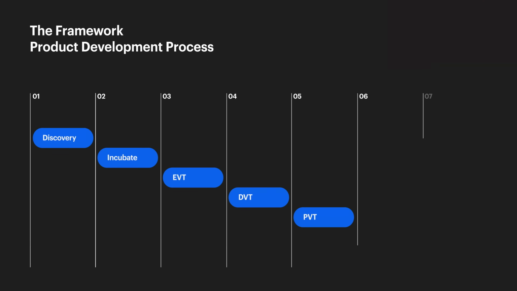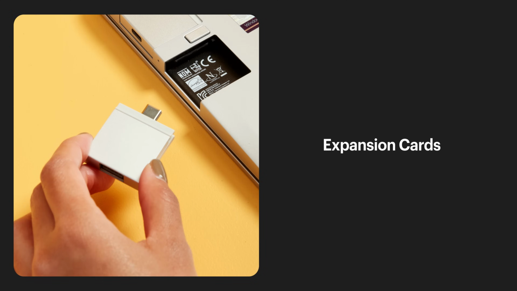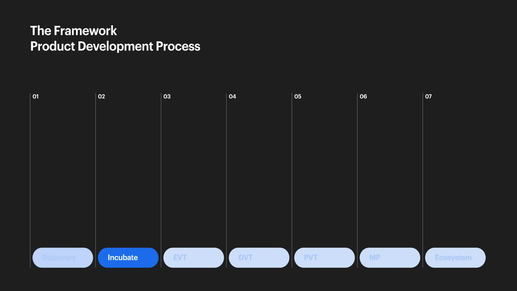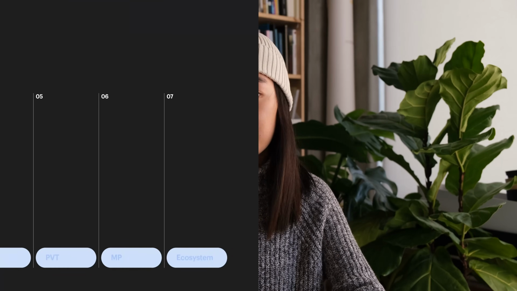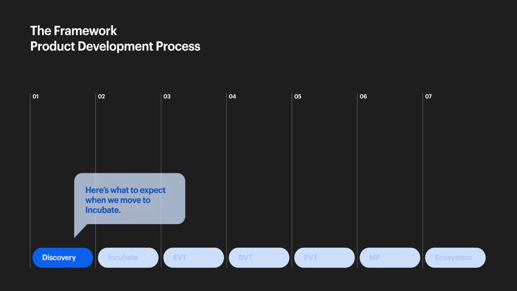This is the Framework product development process, or PDP for short. Every single product that we release, from laptops to expansion cards to power adapters, goes through this process. There are 7 phases in the PDP: discovery, incubate, EVT, DVT, PVT, MP, and ecosystem. Our hardware team works through each step in series. As each step adds a layer of complexity, we hold a phase exit meeting to make sure that everyone's on the same page about the phase's outcomes and everyone knows what to expect before moving on to the next step.